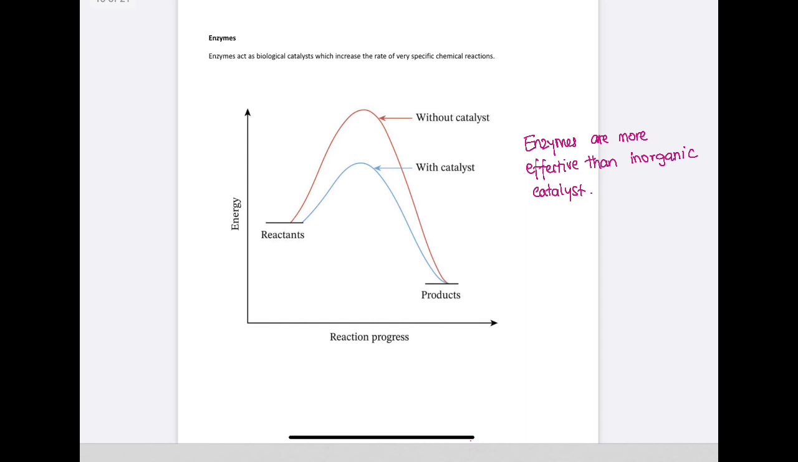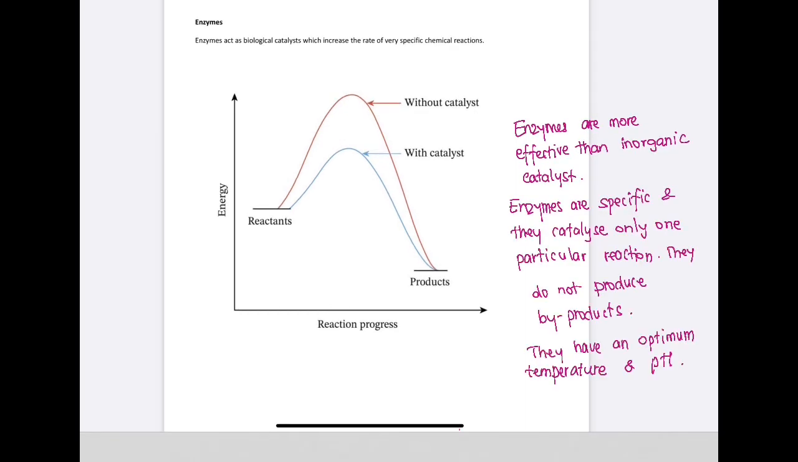That is, normally it has an optimum temperature of 35 to 40 degrees Celsius, and the pH is also specific to the type of enzyme, to the type of reaction. So with this, we finish the first part of topic 6.